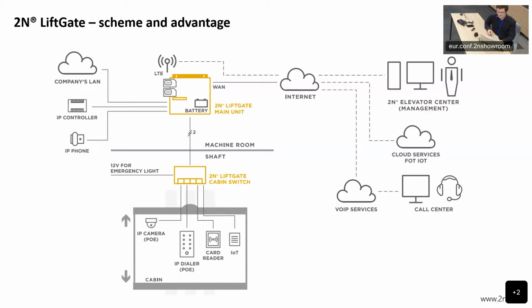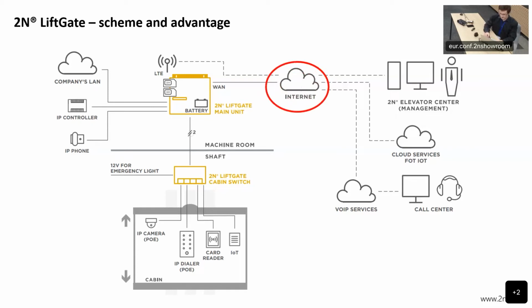Advantage of this solution is also the battery backup. Everything what is connected to the PoE, it's powered backed up by the central unit of Liftgate, and you can make, of course, emergency call through WAN or LTE. Just here, this is not like on Easygate that in case of emergency you can make direct GSM calls. Here you need to use always some kind of SIP registration for correct behavior of the IP device inside of the cabin.